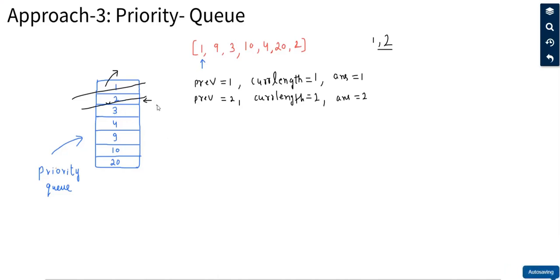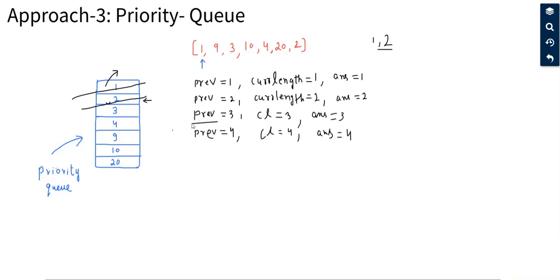And I will pop this element out of the priority queue. Then I move to the next element and check if the next element, that is 3, is 1 greater than the previous element. And the answer is yes. And in this way, I will keep updating my previous variable, checking if the current element is 1 greater than the previous element and hence incrementing the current length and the final length. And this is how I will extract my longest consecutive subsequence length in this answer variable. So this is the idea.